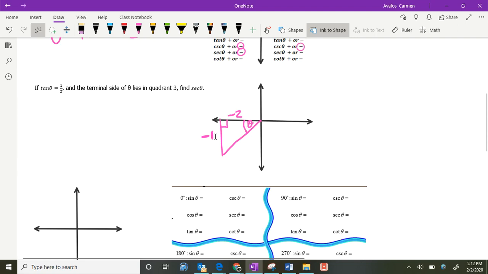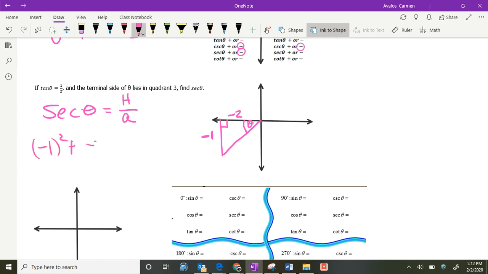So when I'm looking for this, I need to find this side right here, because the secant of theta is the reciprocal of the cosine of theta. Cosine of theta is going to be adjacent over hypotenuse, so therefore secant of theta is going to be hypotenuse over adjacent. And so I need to know the hypotenuse. So the hypotenuse squared is going to be 1 squared plus negative 2 squared, and when you solve it, 1 squared plus 2 squared is going to give us 5, so it's going to end up being the square root of 5.